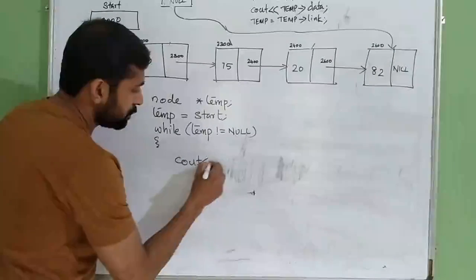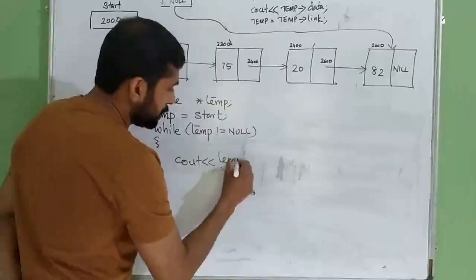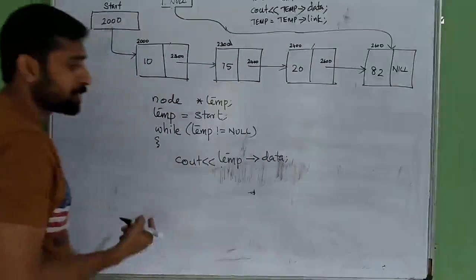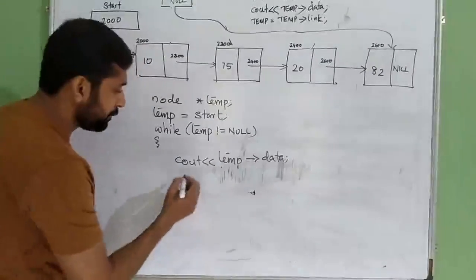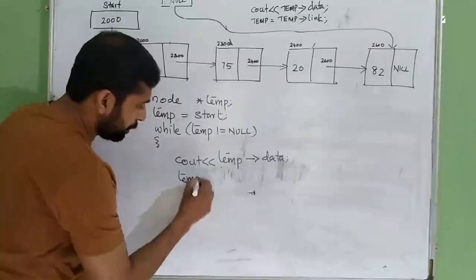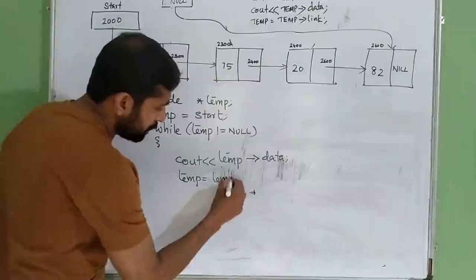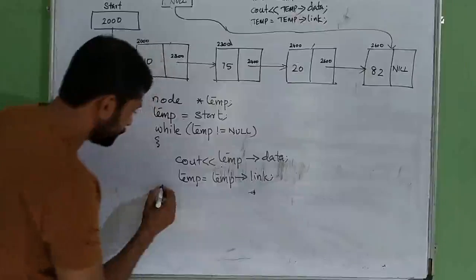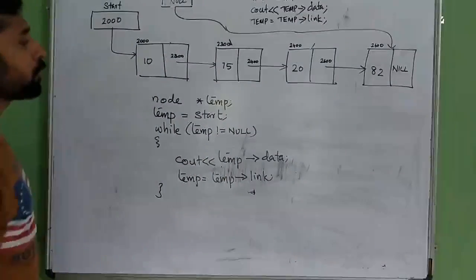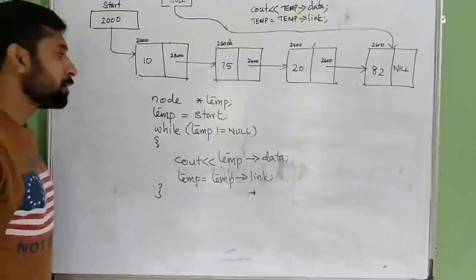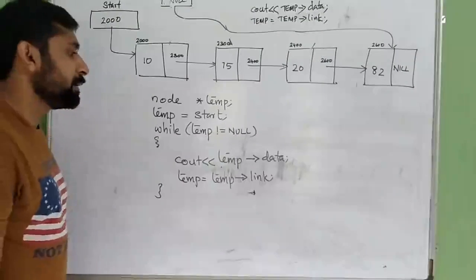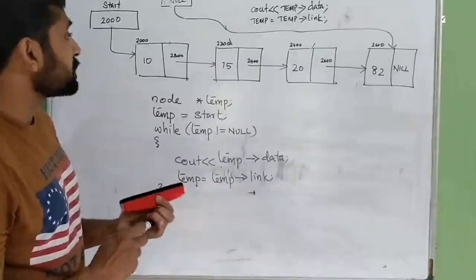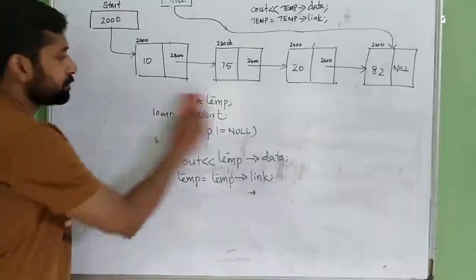cout temp arrow data. So that data part will be displayed. Temp equal to temp arrow link. So this is the code for the traversal operation on a linked list. Now the next operation is the insertion operation.